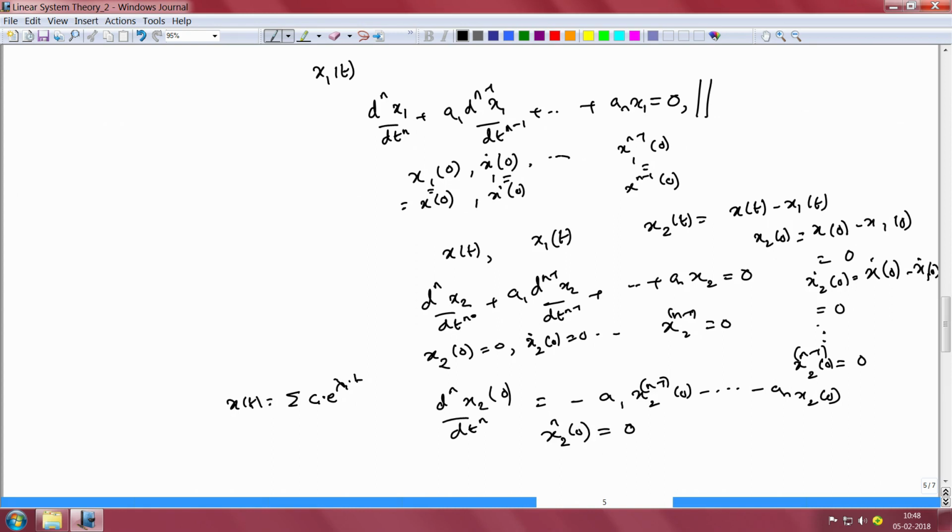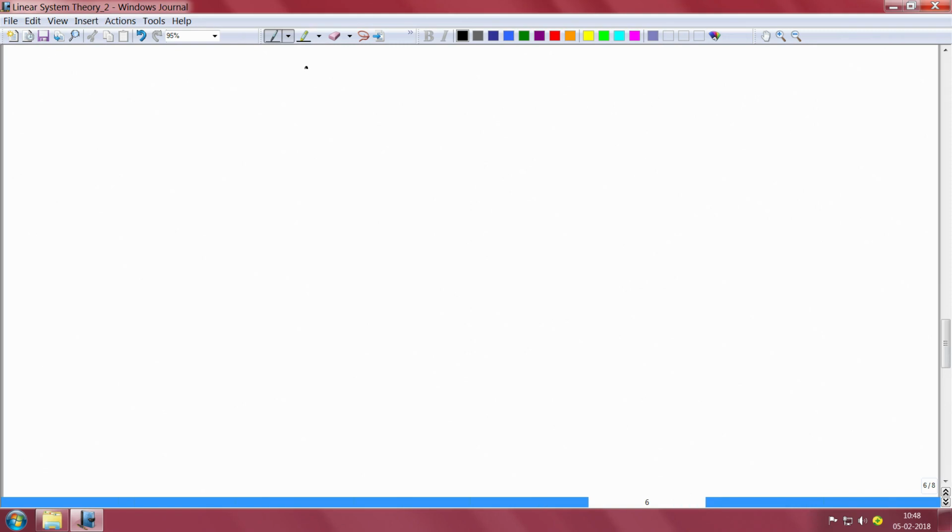Now, I go forward with this particular argument. If I were to differentiate the equation once more, I would get the n plus 1th derivative of x2 with respect to t plus a1 times the nth derivative of x2 with respect to time and so on, plus a n times dx by dt equal to 0. So, I have just differentiated the original differential equation.